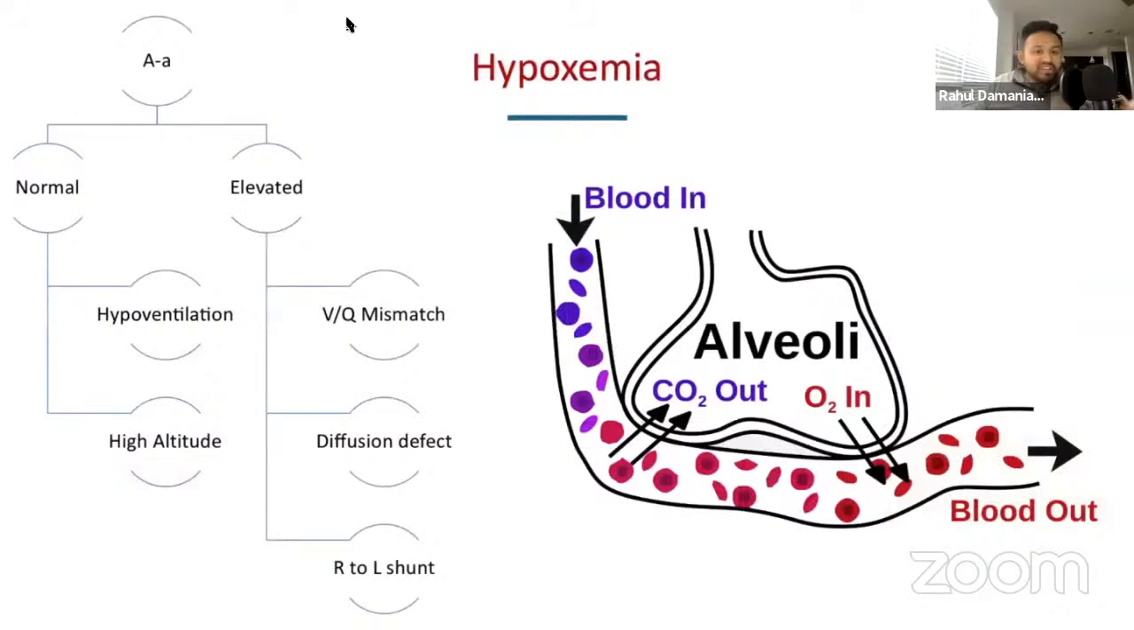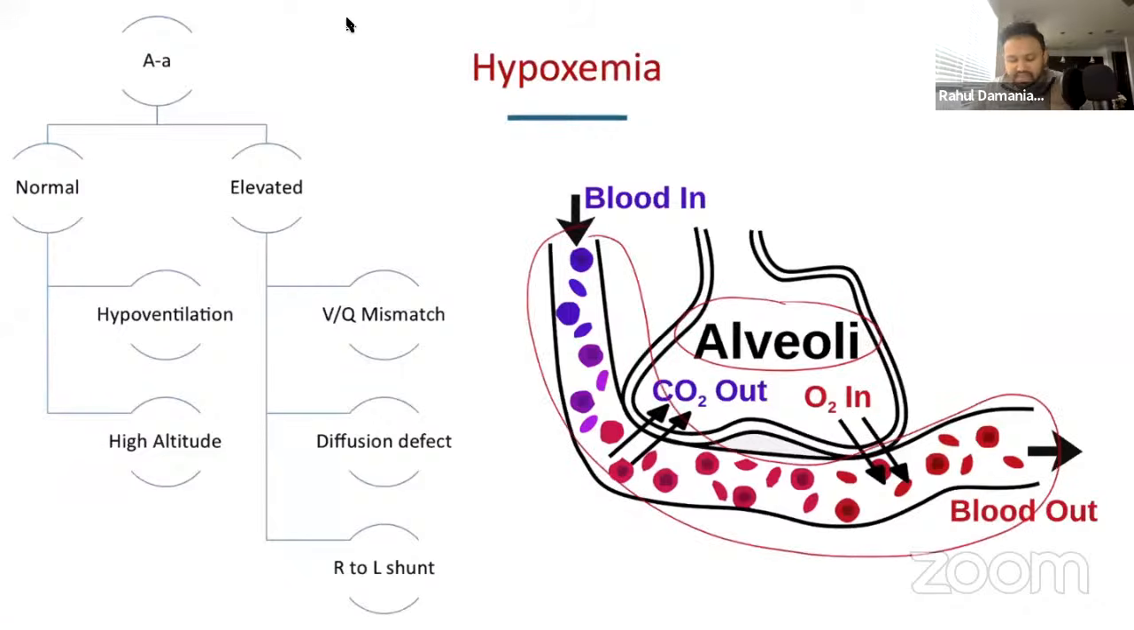All right, so we talked about the causes of normal A-a gradient hypoxemia. Let's go ahead and talk about high A-a gradient hypoxemia. Now, the key concept here is that you have a disruption of the pulmonary capillary interface. I can't stress that enough.